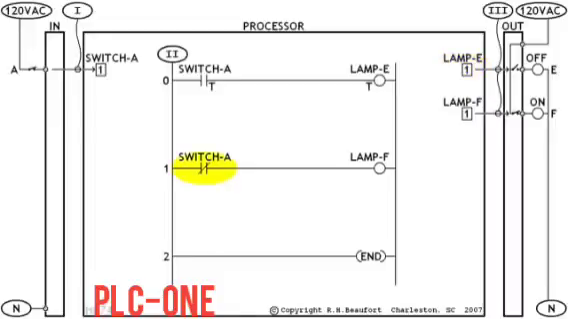Next, the processor comes to this XIO instruction. The rule says, go look for a 0. Do we have a 0? No. So this is false. So this OTE has false coming in. And the rule says, go write a 0. So the processor goes to the bit for lamp F and writes a 0 into the box, which brings us to the end rung. And now for step 3 of the scan cycle.